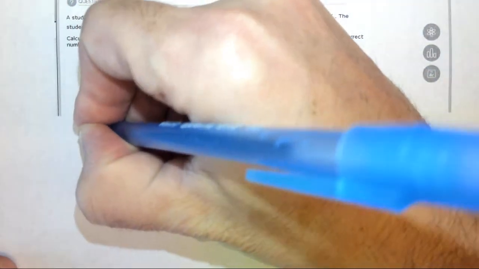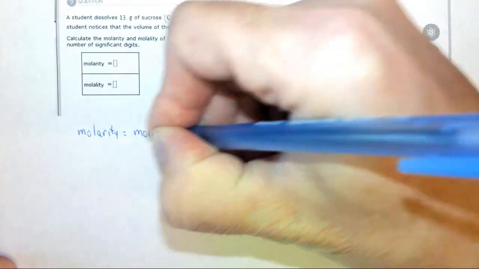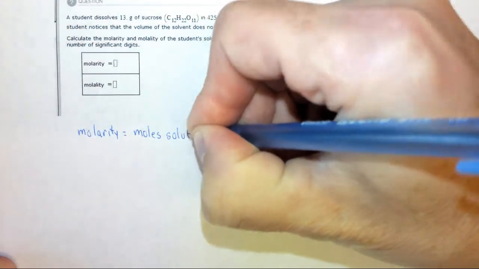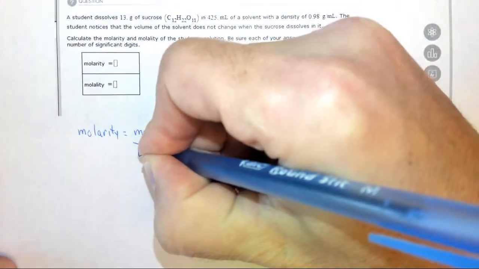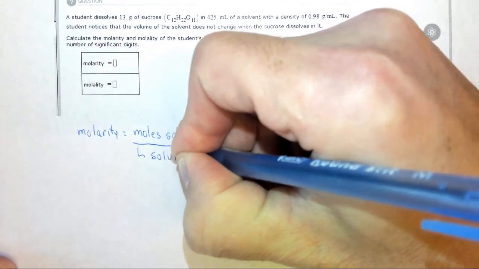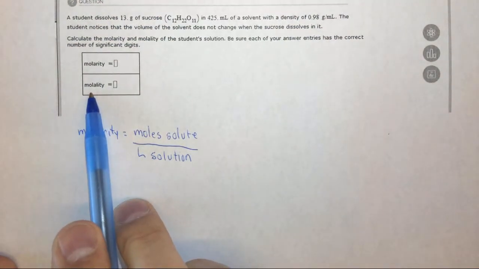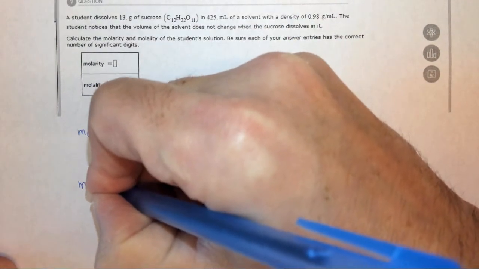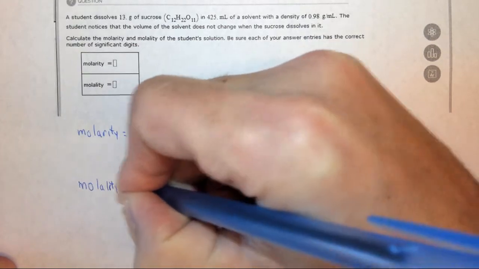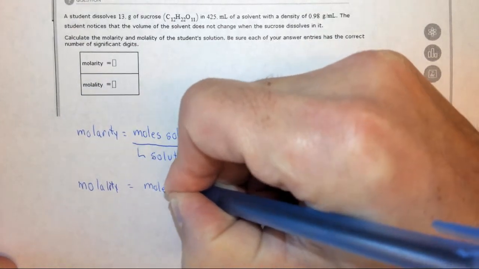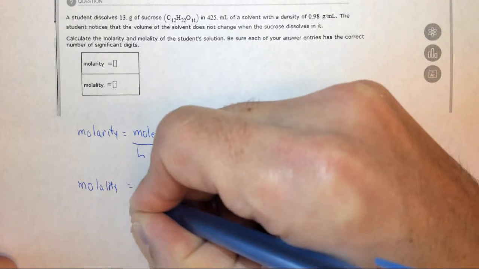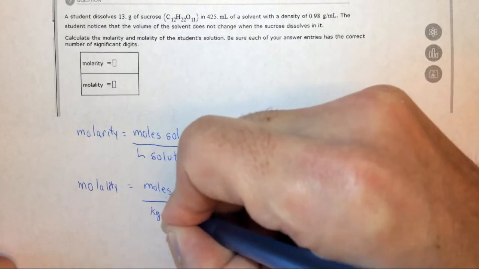So, molarity, we learned in General Chemistry 1. Molarity is equal to moles of solute divided by liters of solution. Molality may be a new unit for you. Molality is similar but a little bit different. The molality is equal to the moles of solute divided by kilograms of solvent.